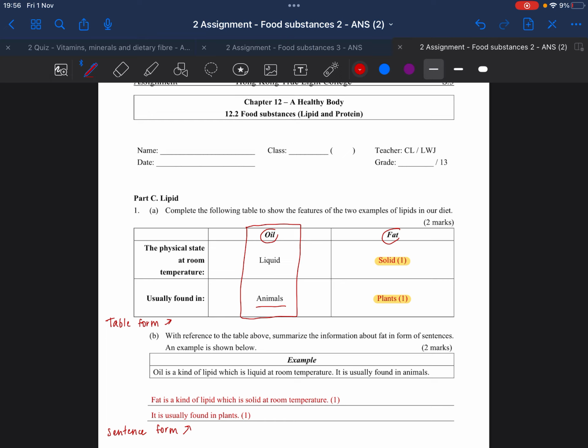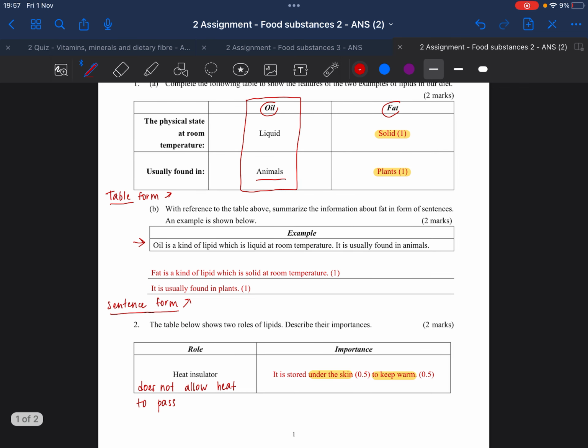Question B. Here you just have to write the sentence based on the table that you're given and also an example. The example here is done for the oil. You have to do it for the fat. So fat is a kind of lipid which is solid at room temperature and it is usually found in plants.